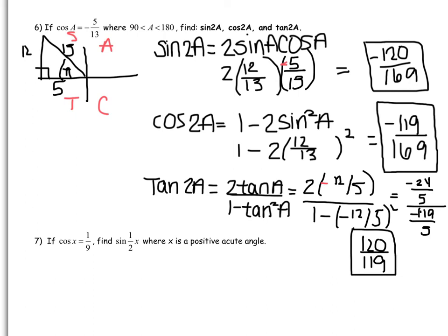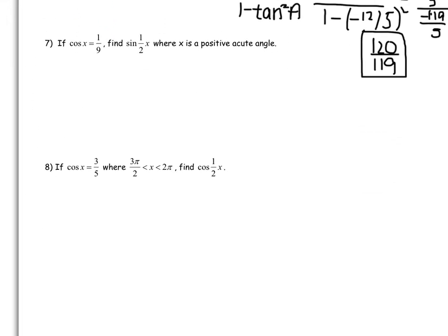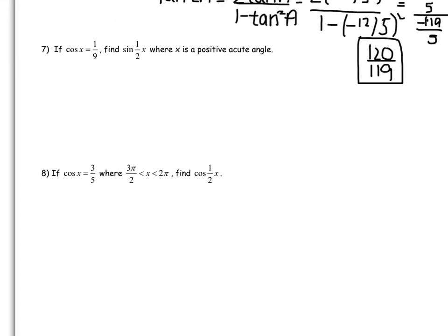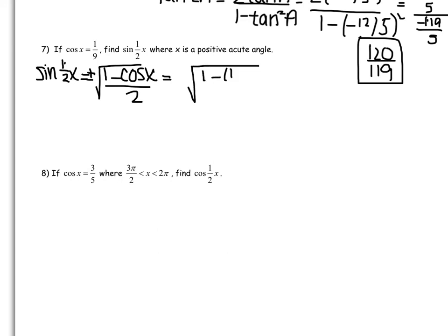Okay, next example. Number 7. We're jumping to half angle problems. They're asking you to find sine of half x. So if you look on the front cover, there's a formula for it. And it says sine of half x equals square root, well, plus or minus, the square root of 1 minus cos x over 2. Well, lucky for us, they give us cos x. So let's just plug it in. Square root of 1 minus 1 over 9, over 2.